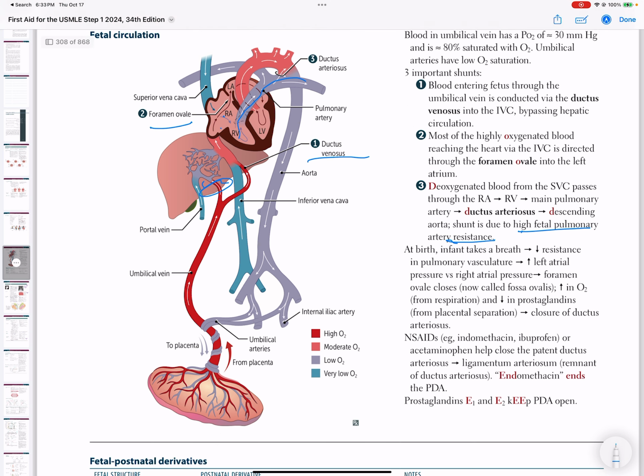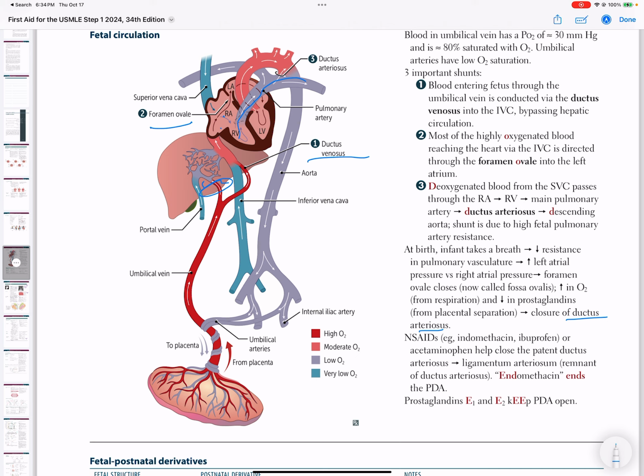At birth, the infant takes a deep breath, so the resistance is decreased on the pulmonary side. Left atrial pressure is increased relative to the right atrial pressure. Then the foramen ovale closes. So that is now called the fossa ovalis. Increase in oxygen from respiration and decrease in prostaglandins from placental suppression lead to the closure of the ductus arteriosus.